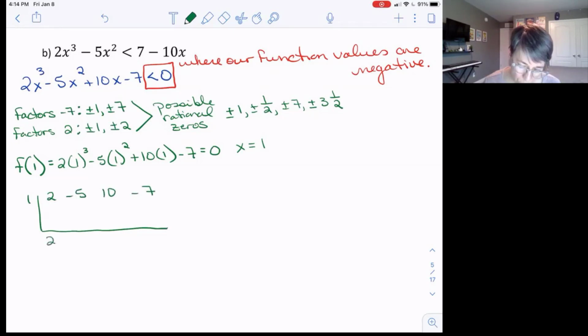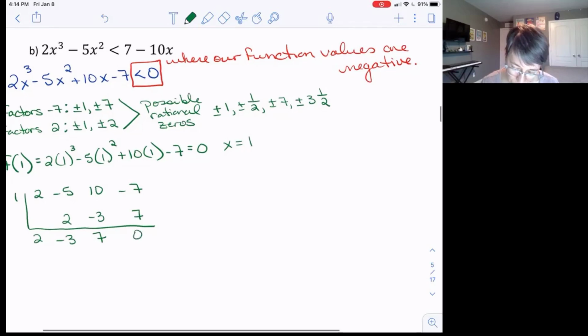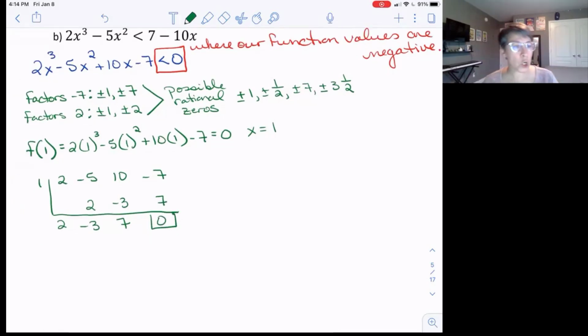Bring down the 2, multiply by the 1. We have the 2, combine and we get a -3. Times that 1 is -3. Combine, 7 times 1 is 7. Bring up the 7, combine, and we get 0. And remember, we started with a cubic, x cubed, so we go down 1 degree, and we get 2x squared minus 3x plus 7 as our other factor.